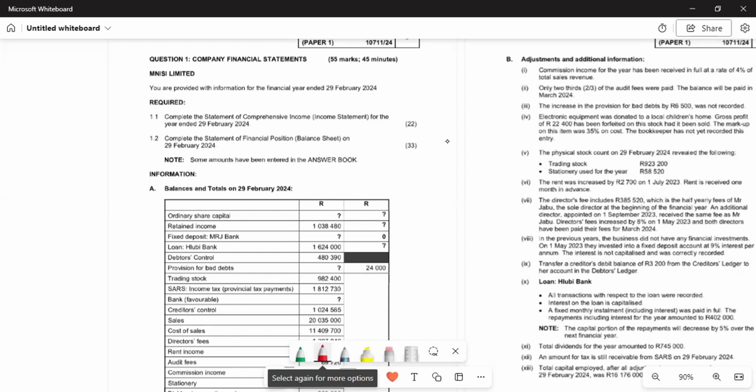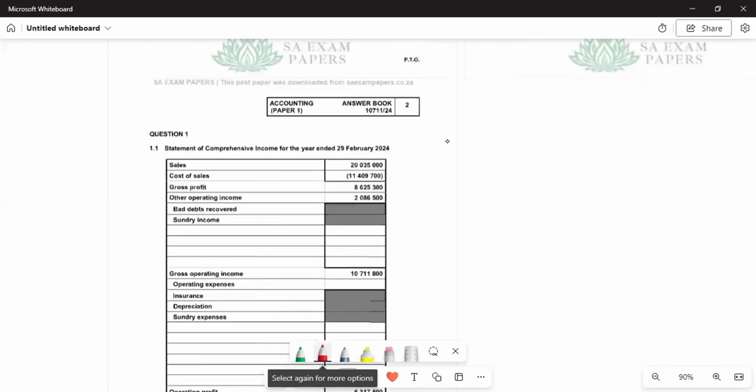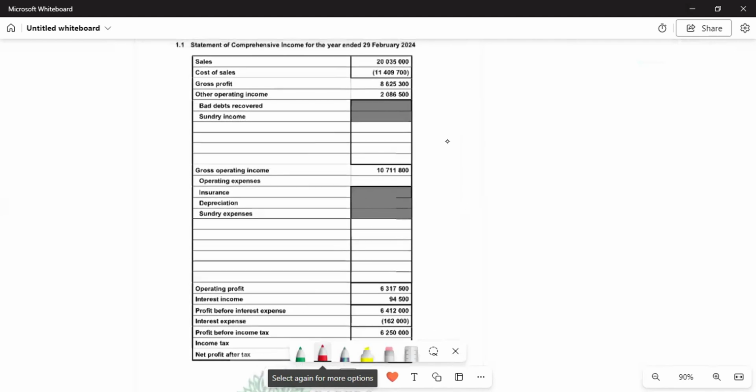So now we are given this information relating to our company, and our financial year end is on the 29th of February 2024. So let me just go to my answer sheet. All right, so on my answer sheet, as you can see, I'm already given the sales amount. I'm already given the cost of sales, the cost profit. So this is the information I'm already given.